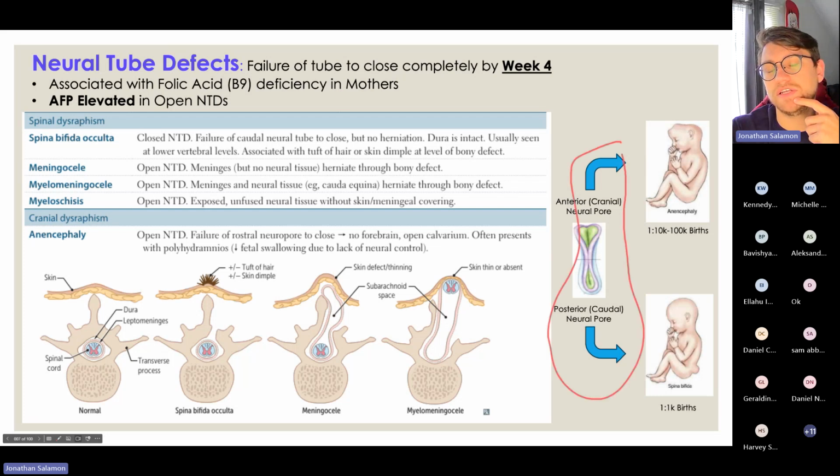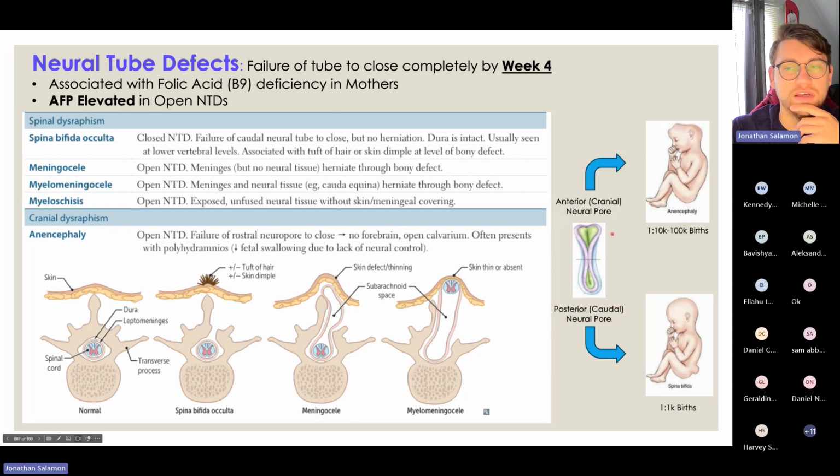I've definitely seen questions where they just straight ask you if it's a rostral or caudal neural tube defect, right? So if it's caudal, you end up with spina bifida. If it's anterior, you end up with anencephaly.